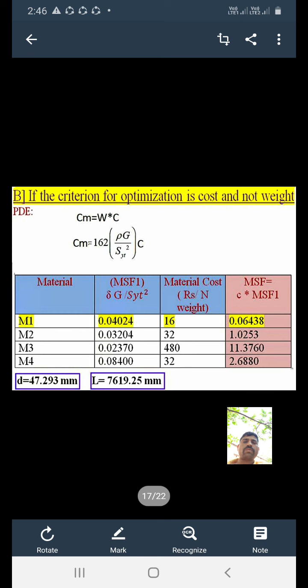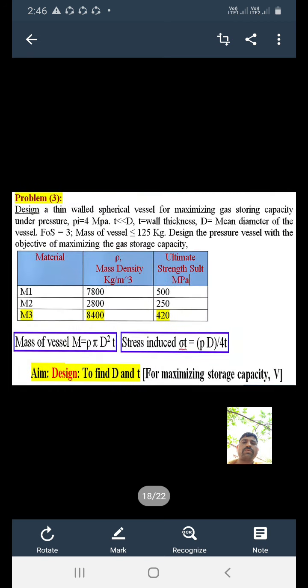You should calculate the MSF again, C into MSF 1. Okay, what is the value of MSF 1? You should put that value and calculate the MSF 1 value.